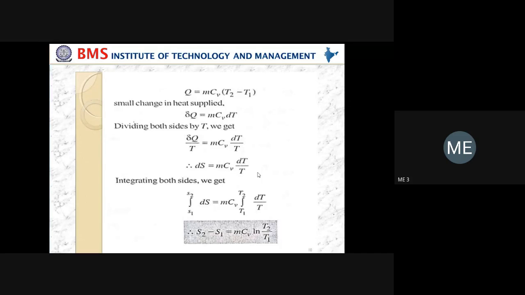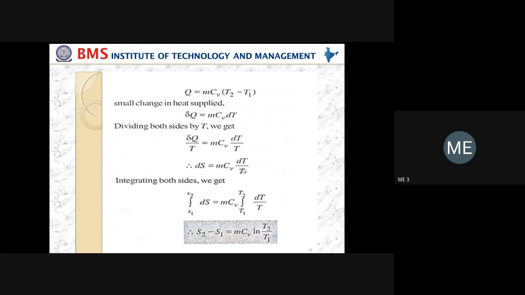In order to find the total entropy change between states 1 and 2, we are going to integrate this equation between the state points 1 and 2. So, starting always you have to write this equation. Next, you write it in differential form and then divide throughout by T. Next, you have to replace the term and then integrate. These are the four steps you have to remember.